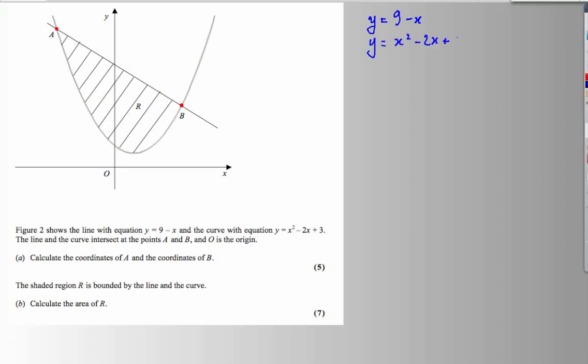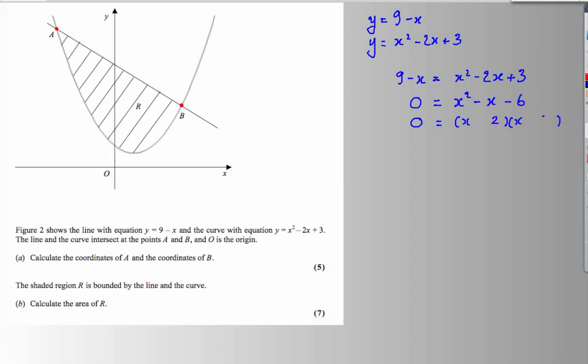This is quite nice. We've got a y equals and a y equals, so we can get y equals y. So 9 minus x will need to equal x squared minus 2x plus 3. And this is a quadratic, so it must be set to 0: x squared minus x minus 6. And rather nicely, it will factorise.